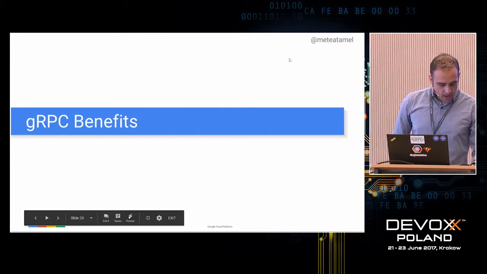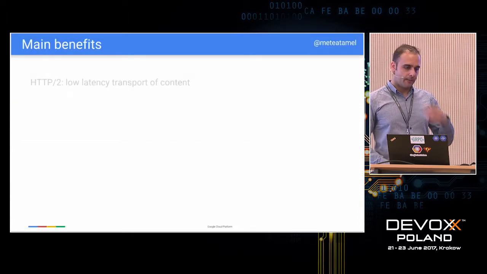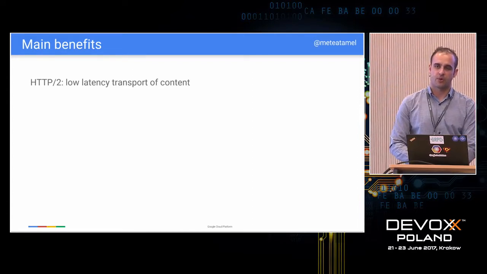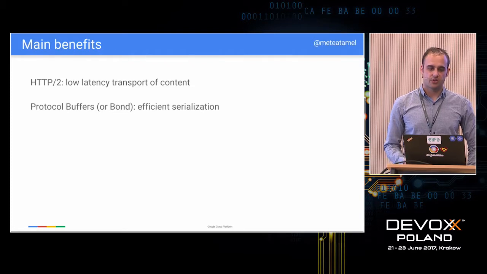So now that we know how things work, let's look at some of the benefits of gRPC. So if you want to use it, what do you get from gRPC? So the main benefits is first HTTP2, and we'll talk about that. What are the benefits of that? The second thing is efficient serialization. So by using protocol buffers, you get a lot of efficiency.